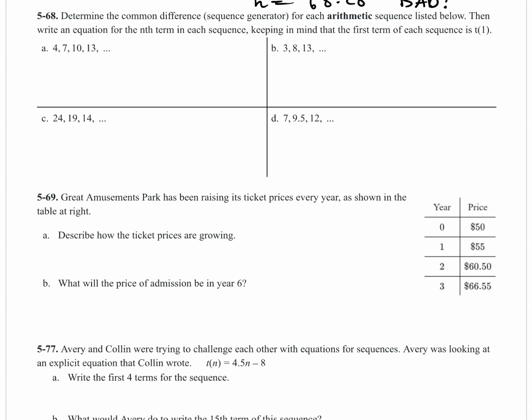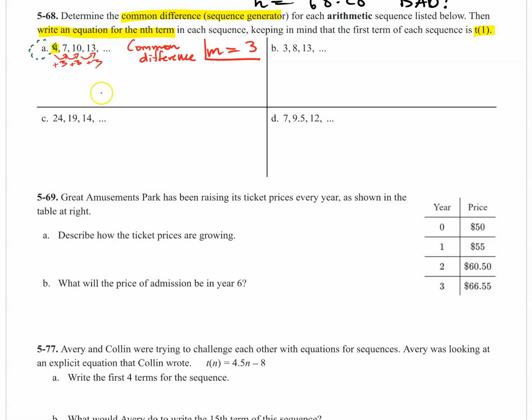(5-68) Determine the common difference, the sequence generator, for each arithmetic sequence listed below. Then write an equation for the nth term in each sequence, keeping in mind that the first term of each sequence is T1. So let's start with A. This is T1. And it goes 4, 7, 10, 13. So it looks like it's growing by addition by 3. Common difference, M, equals 3. Common difference is kind of like slope or growth, so that's why it has the letter M.